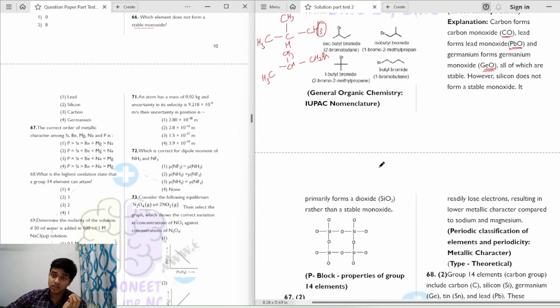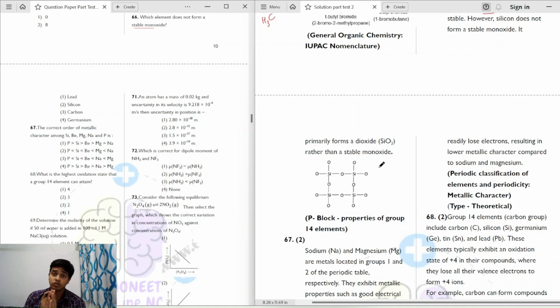Silicon forms a dioxide, and the dioxide is also in a network form of structure, right? As we can see in this diagram. So silicon forms a network of a dioxide. It does not form a stable monoxide. So the correct answer to the question will be option 2, silicon. Moving on to the next question.